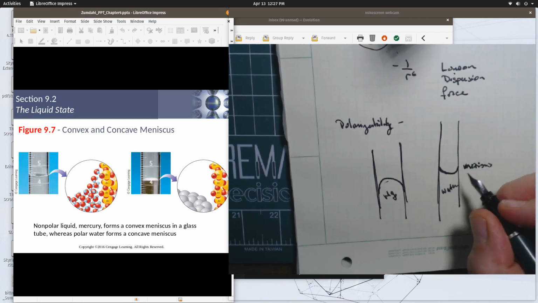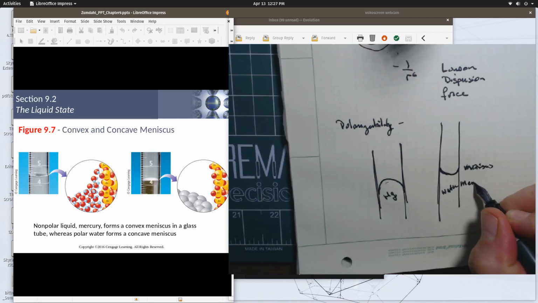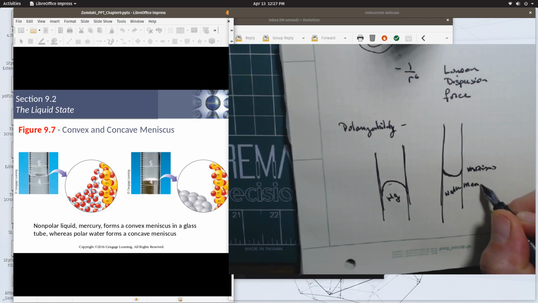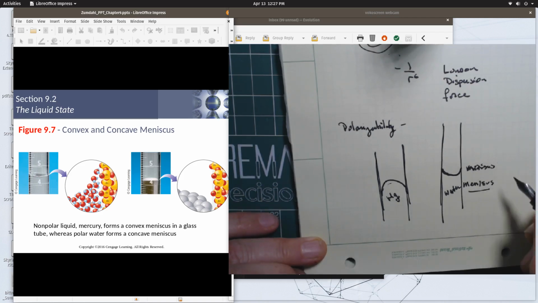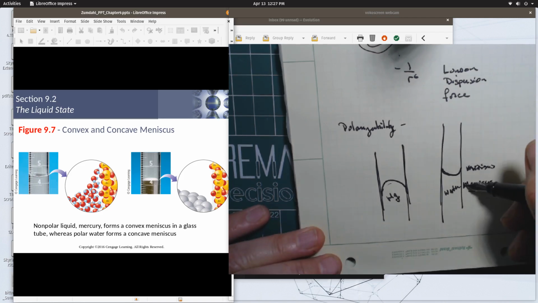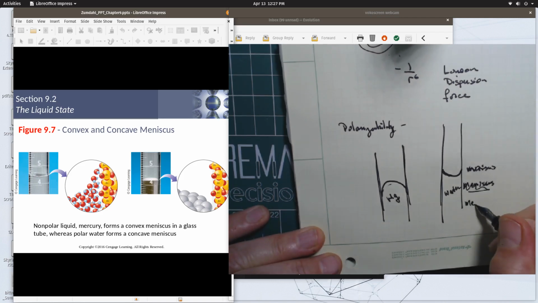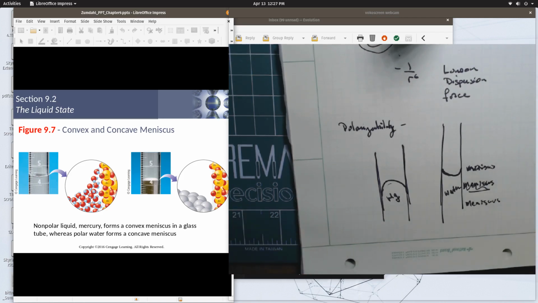Let's spell that word: meniscus. Meniscus is what that's spelled. Let me write that again. Well, you can see it in there we go, meniscus. There you can spell it correctly.